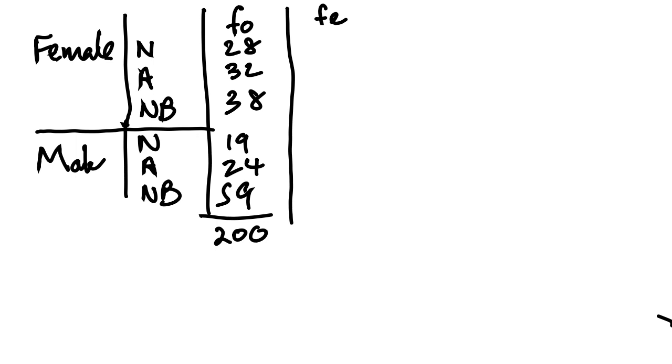Row total times column total over grand total. So let's look at females. Remember, we're looking at the first point here, which is females, and that's the row. If you add up all the females, you get 98. So that's the row total, 98. And then the column total here is Nike, the first brand. So how many Nike users do we have in total? That is 47. And then the grand total is here, it's 200. Divide that by 200, and if you work that out, you'll get a value of 23.03.